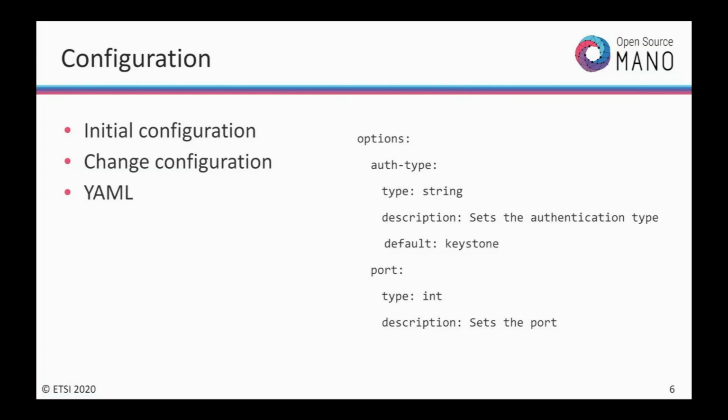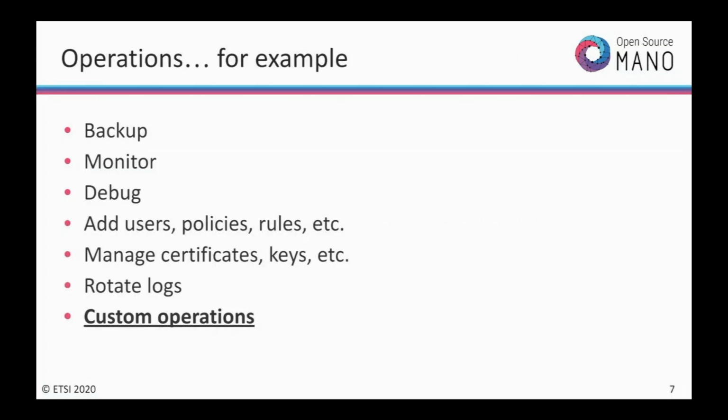Okay, now this is the best part of the charms, and it's that we can do operations, for example, backing up, monitoring, debugging. We also can add users, policies, rules, manage certificates, and many things. But the important thing here is that we can do custom operations. So the user, the developer, is free to add whatever action he wants to the workload. So there's no limitation on the number of operations that a workload can support.